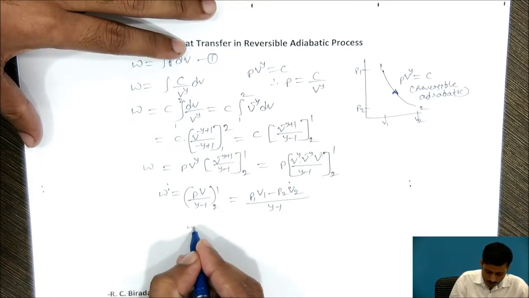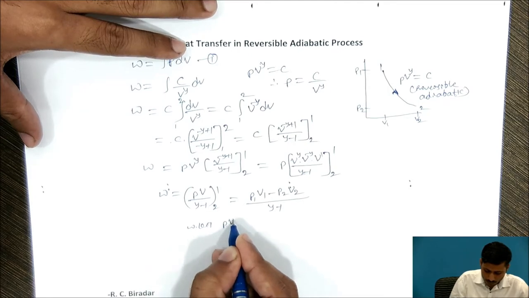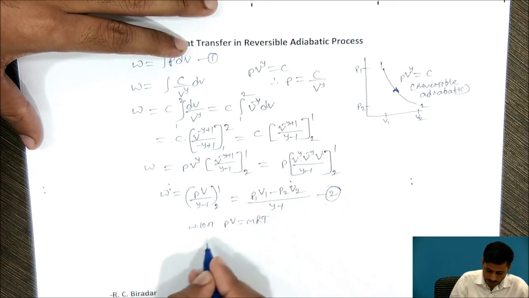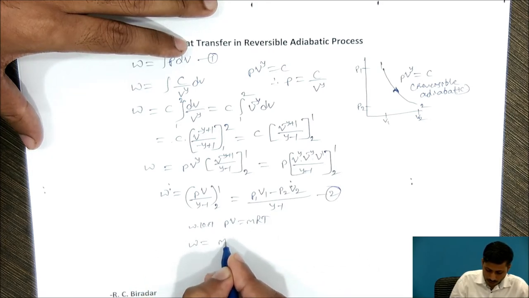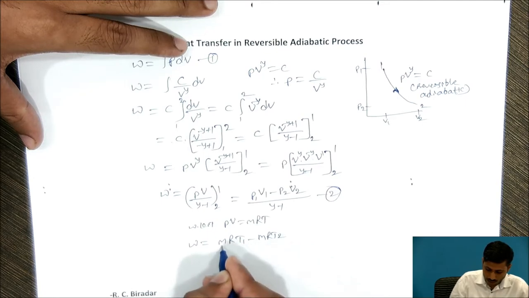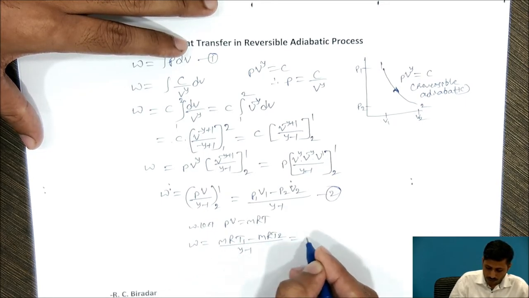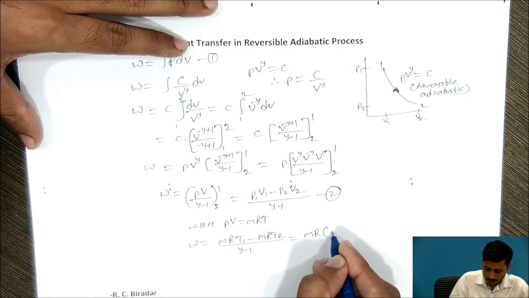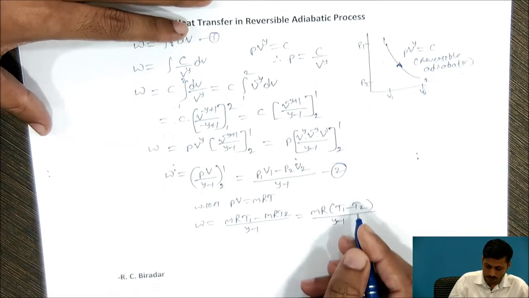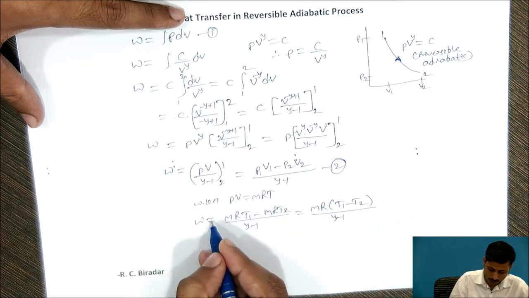And since we know that PV is equal to MRT for ideal gas, this equation can be replaced as W equal to MRT1 minus MRT2 divided by gamma minus 1, and this can be simplified as MR into T1 minus T2 divided by gamma minus 1. This is the equation for work done.